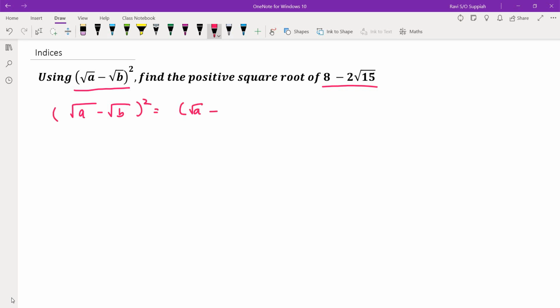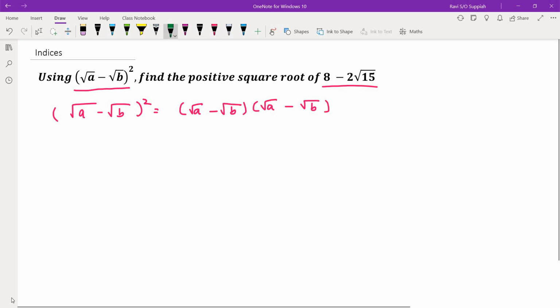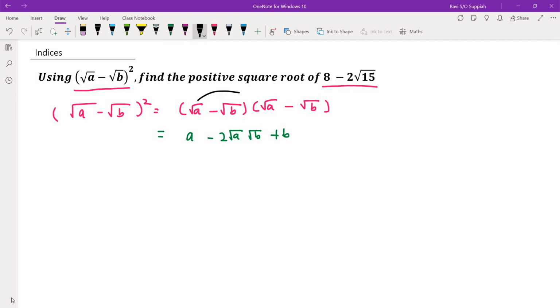Square root a minus square root b, into square root a minus square root b. If you expand this, what you'll get is a minus 2 root a root b plus b. I believe you should know your expansions. Square root a into square root a will be a, square root a into square root b and square root b into square root a will be negative square root b square root a, and square root b into square root b will be b. Negative into negative will be positive.